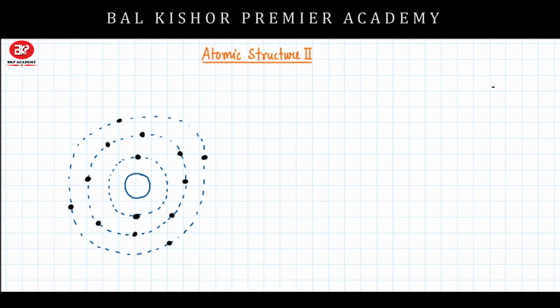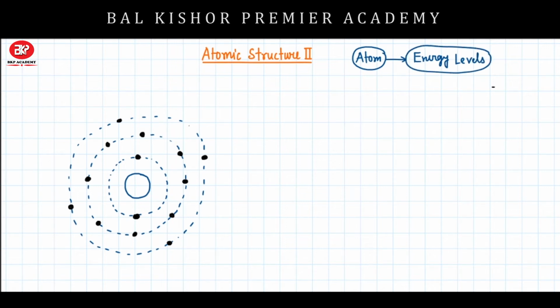This is the second video on the atomic structure of the atom. In the previous video we discussed the basics of atomic structure and saw that inside any atom the electrons reside in different energy levels.